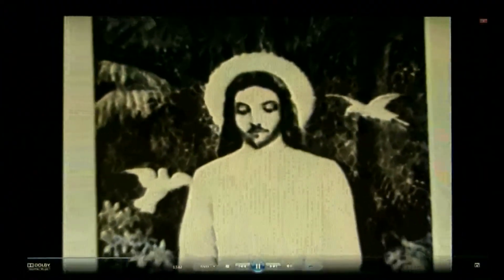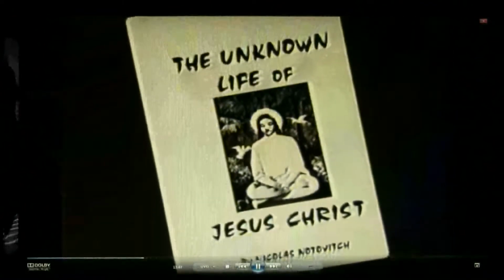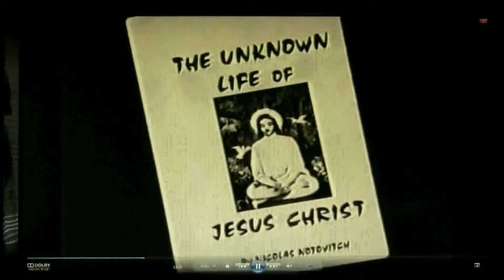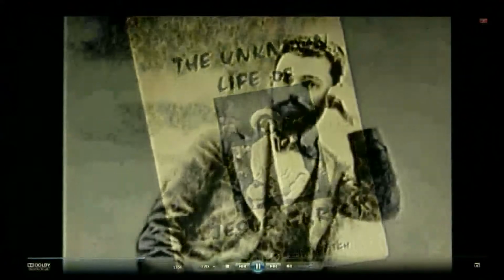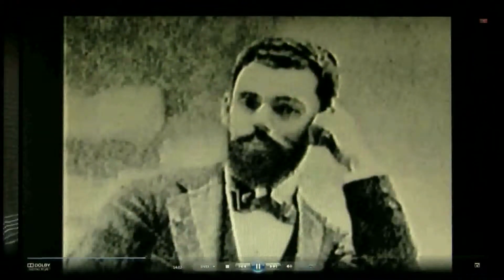In the year 1887, a book was published in Russia which rocked the Christian world. It was vilified and condemned. It was called The Unknown Life of Jesus Christ. The writer, Nicholas Notovich, was a respected journalist. Notovich claimed his book was a factual report of a trip he made to the Himalayan mountains in remote northern India.